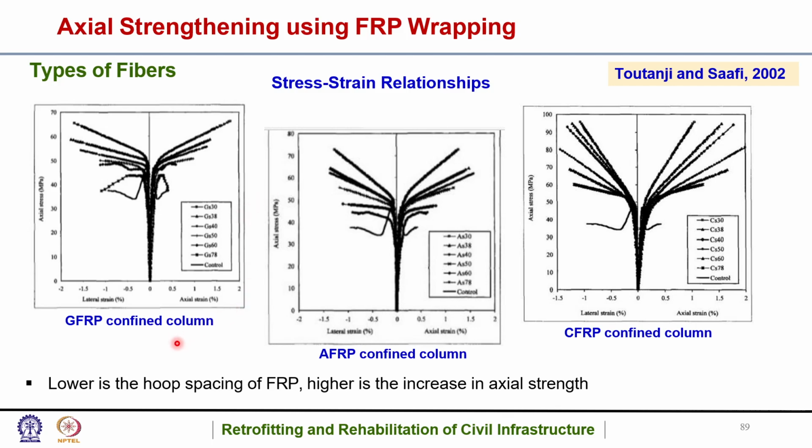So these were the results, basically the stress strain relationship. This is the GFRP confined column, this is the AFRP confined column, and this is the CFRP confined column. So lower is the hoop spacing of FRP, higher is the increase in axial strength. Less is the hoop spacing, higher is the increase in axial strength.